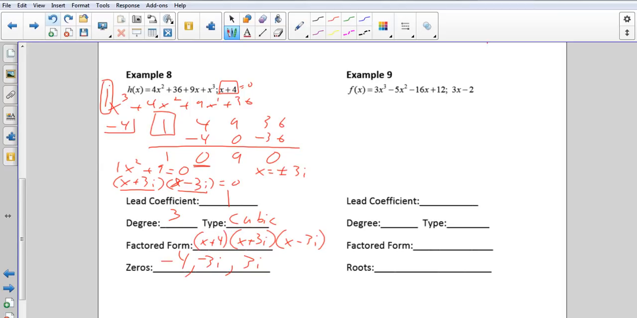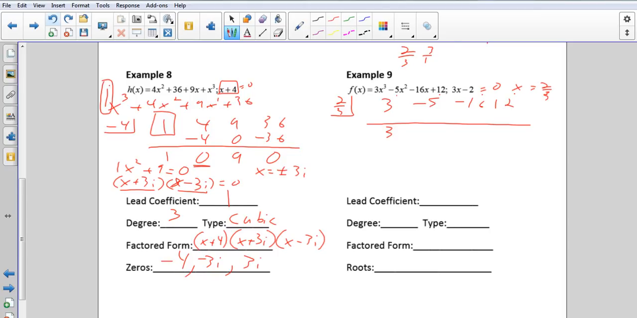And the last example. Is it in descending order? Yes. Set this equal to 0. I get x equals positive 2/3. 2/3 is the number that goes in my box. 3, negative 5, negative 16, 12. 3, 2, 1, none. I'm in good shape. Drop down my 3. Multiply by 2/3. If you need to do this on the other side of the paper, that's fine.